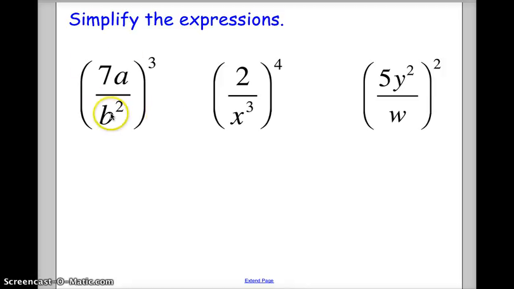Because the quantity inside the parentheses cannot be simplified, we're going to simply take this exponent and distribute it to each factor, the 7, the a, and the b, all together using multiplication. Your simplified version there is going to be 7 cubed times a cubed, and then the denominator is going to be b to the 6th.